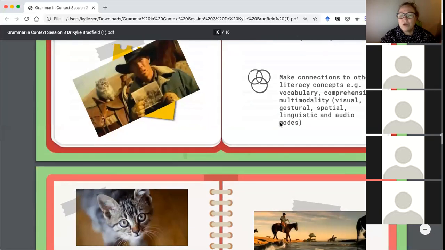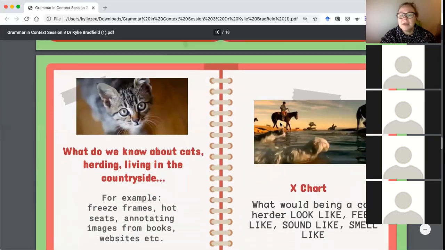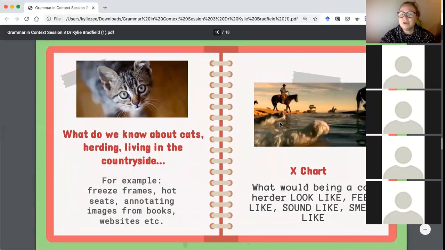So what I would start off with doing is gathering all of the background knowledge about cats. What do you know about cats? But also, what do you know about herding? What do you know about living on the land? We call them jackaroos and jillaroos here back in Australia. So what would we call them? What would they say when they introduce themselves to somebody? You can use freeze frames for this, which I think we spoke about last week.